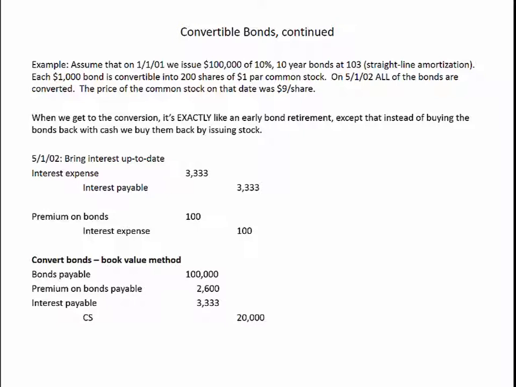Now again, we've got $100,000 bonds. Each of those 100 bonds is convertible into 200 shares of stock, so that's 20,000 shares at a $1 par value. So the common stock gets 20,000 of that total. The paid-in capital in excess of par gets the other $85,933. And again, what's happened is we've taken $105,933 of debt off the balance sheet and replaced it with $105,933 of equity.